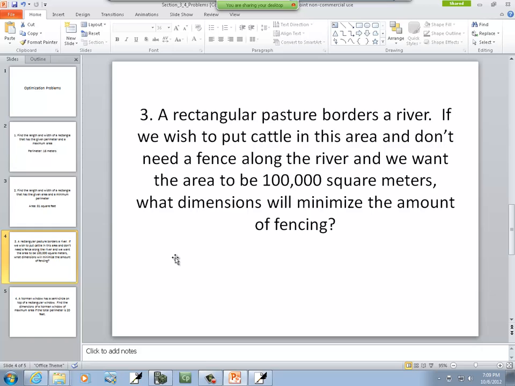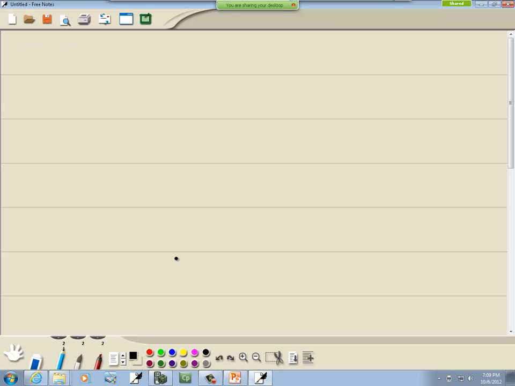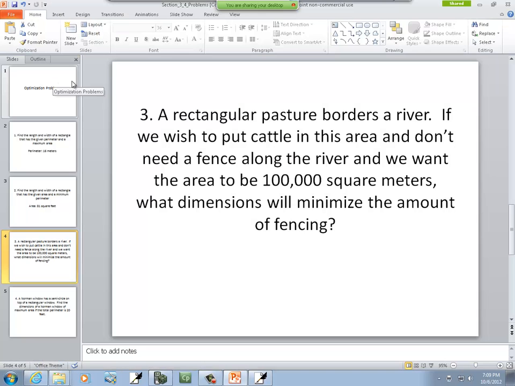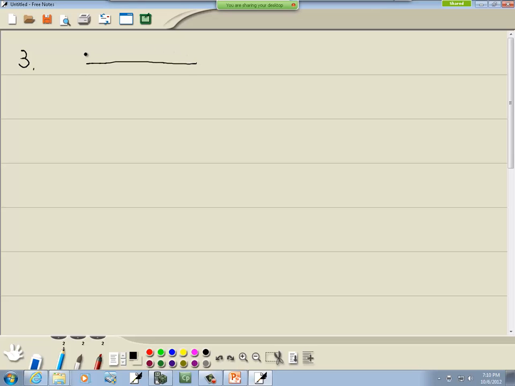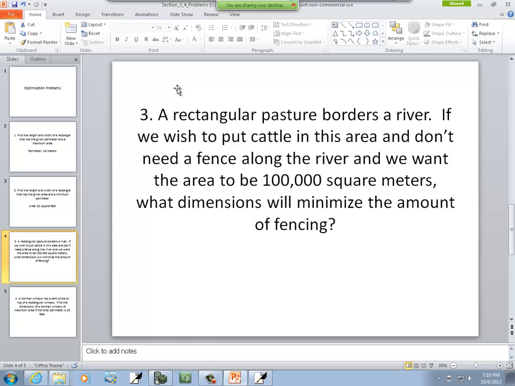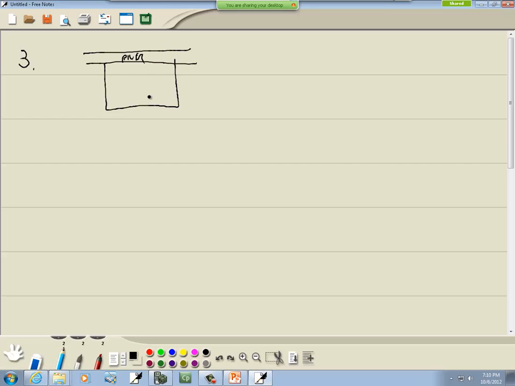Okay, let's look at this one. It says a rectangular pasture borders a river. Okay, here's our river. Rectangular pasture, looks like that. If we wish to put cattle in this area and don't need a fence along a river, and we want the area to be 100,000 square meters, what dimensions will minimize the amount of fencing?